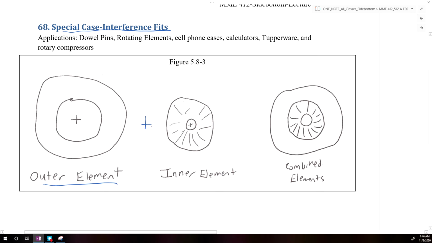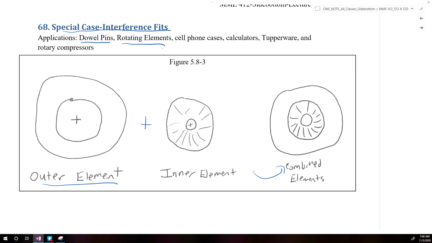So you add these two elements together to get a combined element. These are used commonly. For example, something very common within furniture or in other mechanical systems is a dowel pin, where the pin is pressed into a hole on another piece. In rotating elements such as shafts, oftentimes shafts are press fit into a bearing housing or something like that.